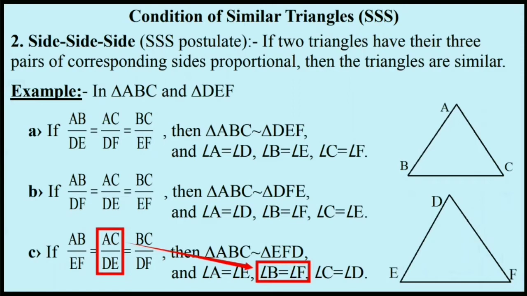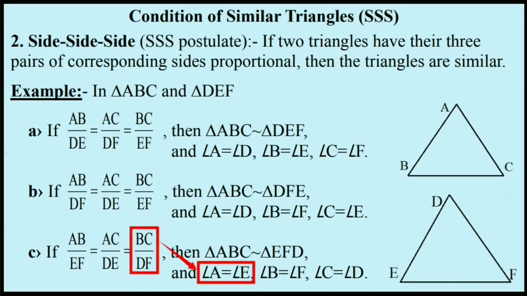Sides ratio AC by DE determines that angle B equal to angle F, because AC has the opposite angle B and DE has opposite angle F. And the sides ratio BC by DF determines angle A equal to angle E, because BC has opposite angle A and DF has opposite angle E. Now the criteria, the side postulate, is over.